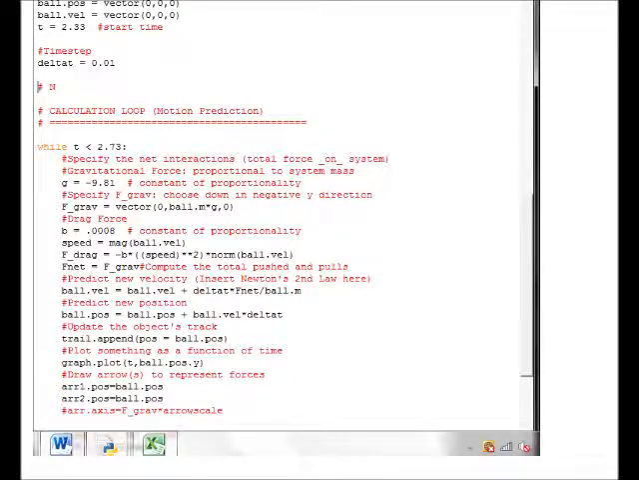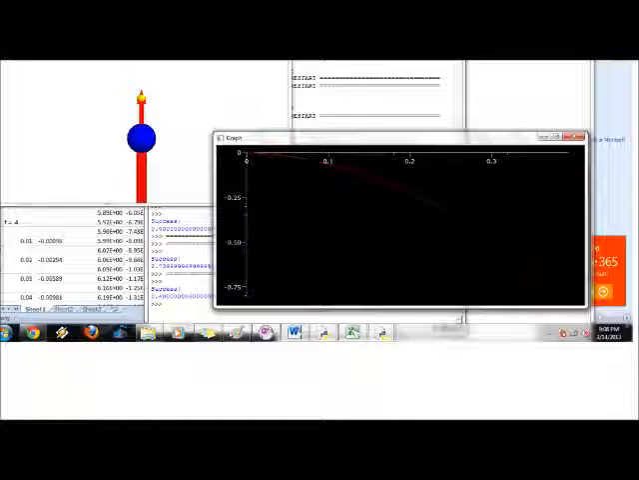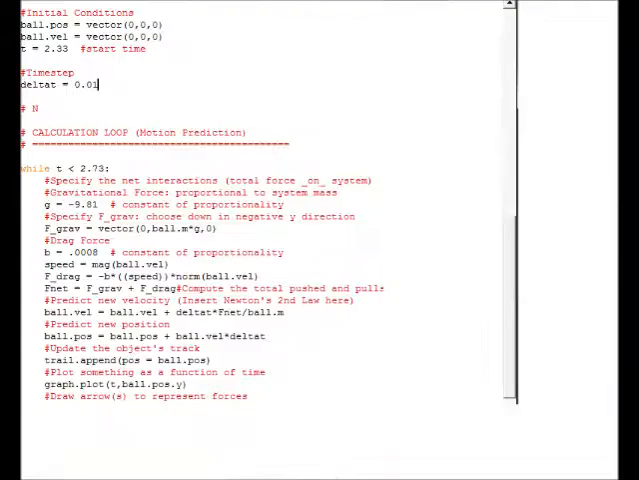This is a picture of the code for the tennis ball when it was dropped, and the real thing to know here is that F net, the force on it, was just gravity traveling in the downward direction, and this right here is a picture of the graph and what it looked like.